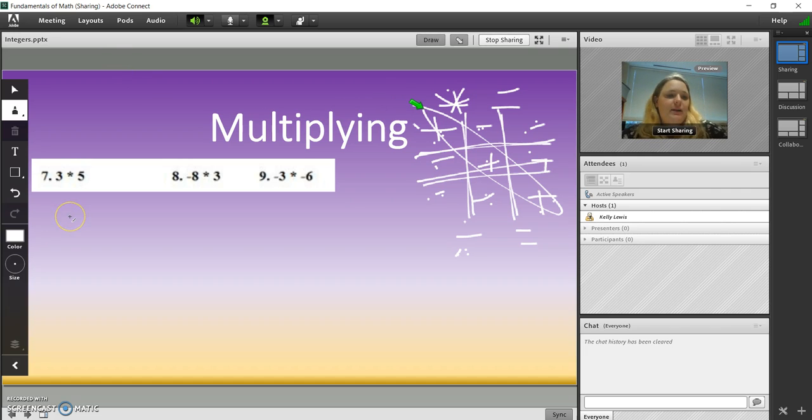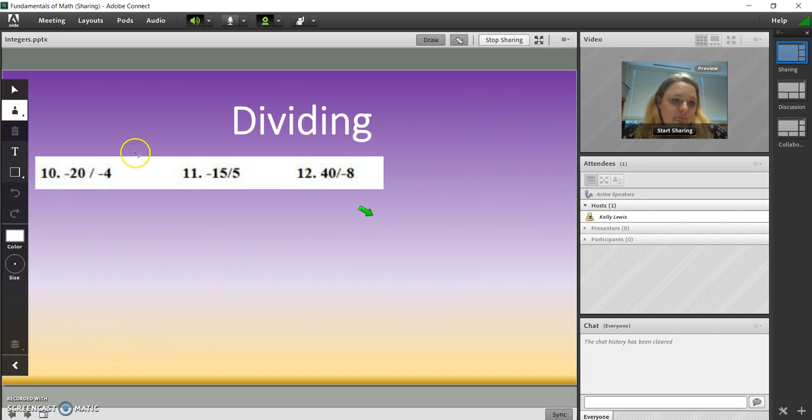All right, so 3 times 5 is 15. Negative 8 times 3. 8 times 3 is 24, and then we're going to do negative. So when you multiply or divide and they're different signs, it's negative. If you multiply or divide and they're the same signs, then it's positive. Negative 3 times negative 6, they're the same sign, so they're going to be positive. We get 18.